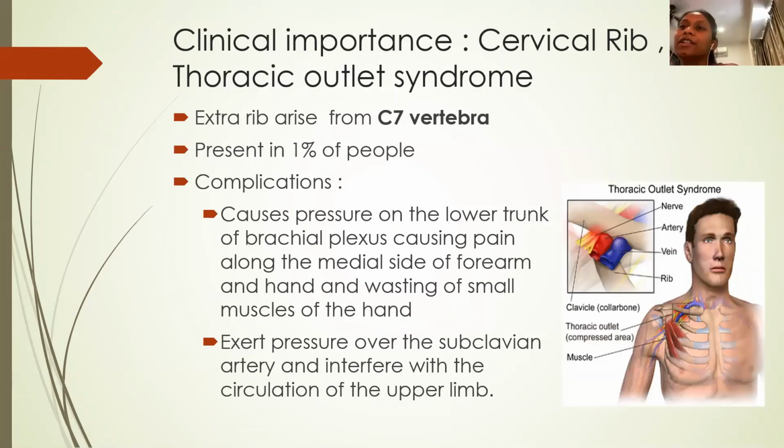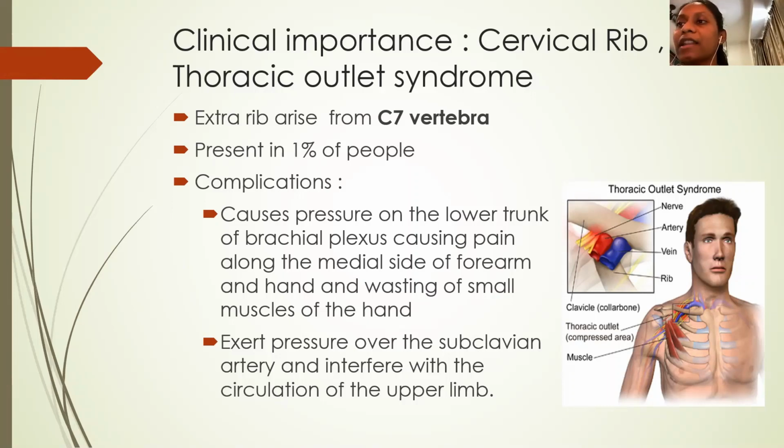Okay, the second correlation is regarding the cervical rib, which can actually cause thoracic outlet syndrome. This cervical rib is an extra rib which arises from the C7 vertebra. It is present in 1% of people. The presence of this rib causes pressure on the lower trunk of the brachial plexus, which can cause pain along the medial side of the forearm and the hand, and also causes wasting of the small muscles of the hand. Not only the brachial plexus, because it is also a part where the subclavian artery and vein pass. So pressure on the subclavian artery can interfere with the circulation of the upper limb.